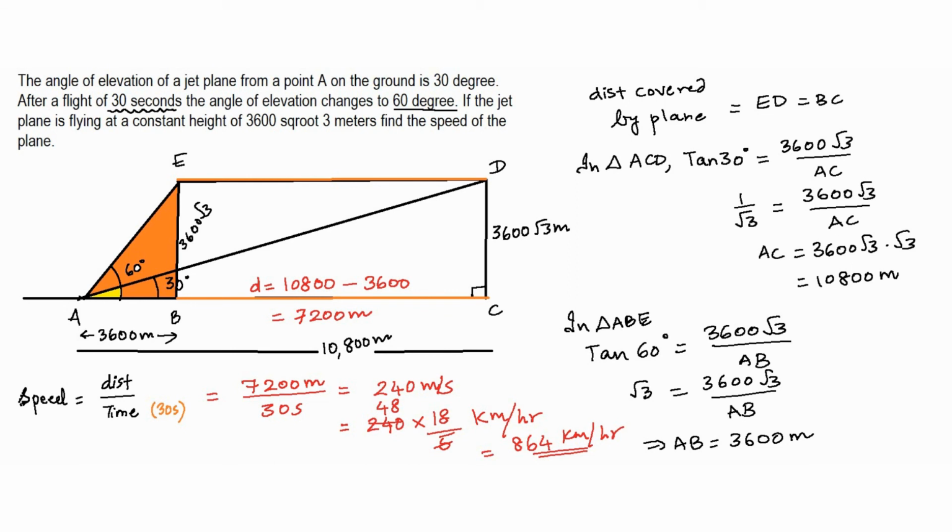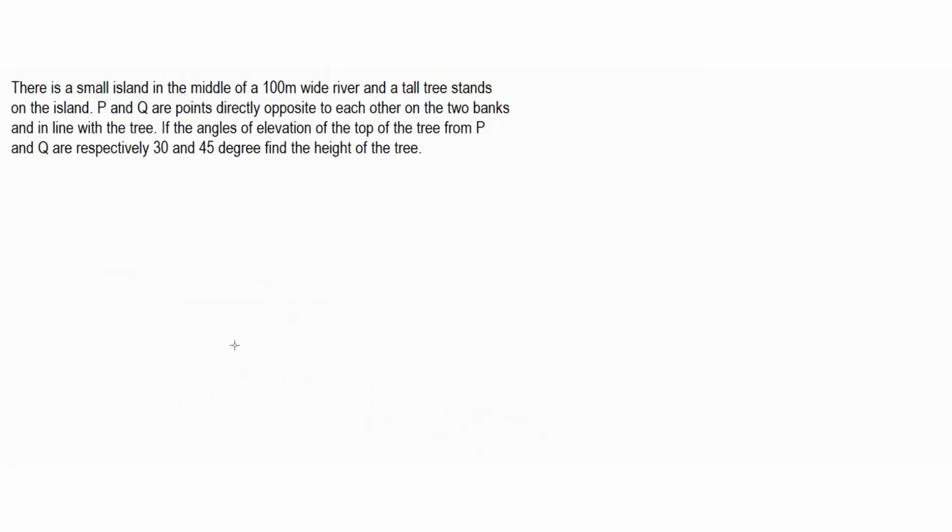Moving on to the next question. Let's consider the following question. There is a small island in the middle of a 100-meter wide river. So let this be the 100-meter wide river. Again, imagine that the river is flowing, and there is an island somewhere here, and a tall tree stands on this island. So this is the tall tree that stands on the island.